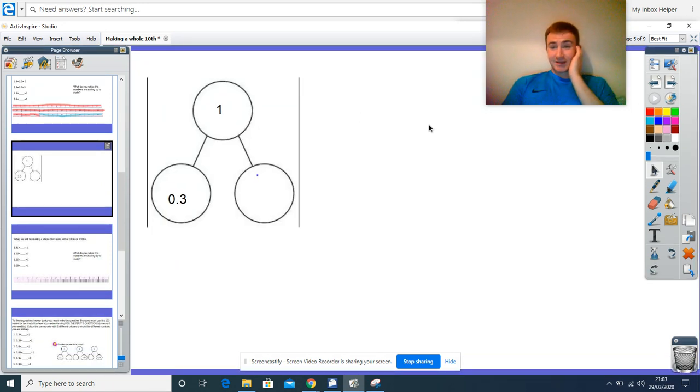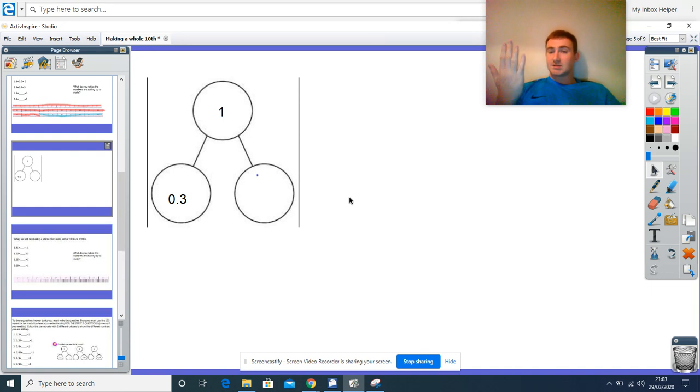This isn't really anything too difficult. This is just showing it in a different way, without a bar model. So I've got one whole here. Here I've got 0.3. So 0.3 and something else equals 1. Again we can count up. So 0.3, 0.4, 0.5, 0.6, 0.7, 0.8, 0.9, 1.